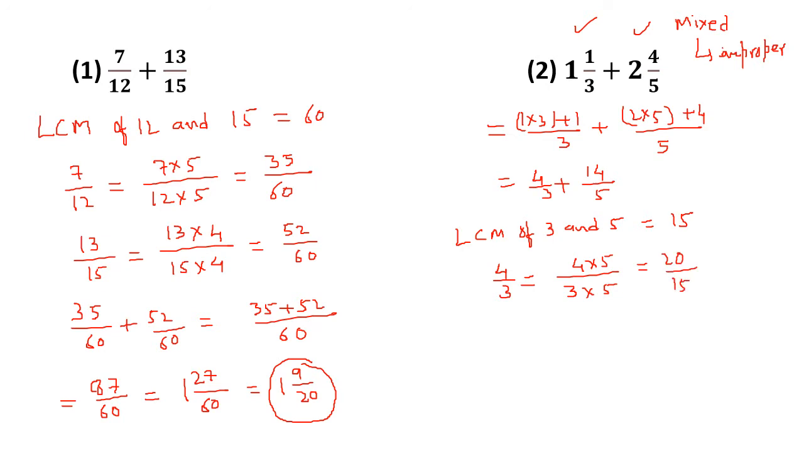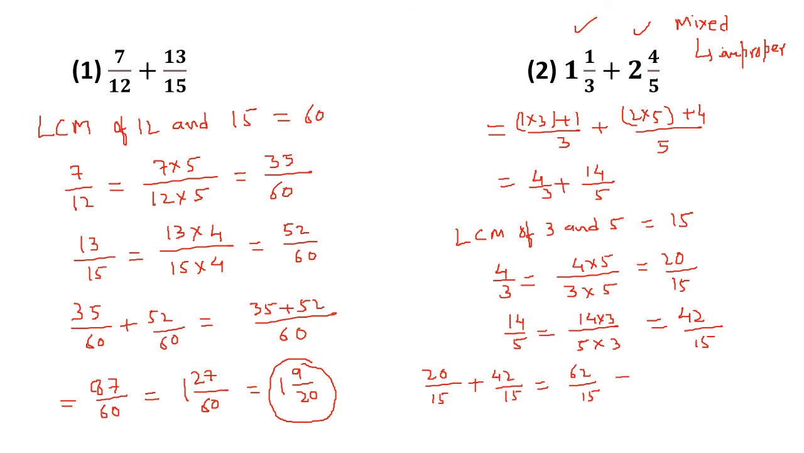In the case of the second number, 14 over 5, what should I multiply 5 by to get the LCM 15? The answer is 3. So the numerator should also be multiplied by 3. Now 14 threes are 42 over 15. So let us add them. 20 plus 42 over 15 equals 62 over 15.